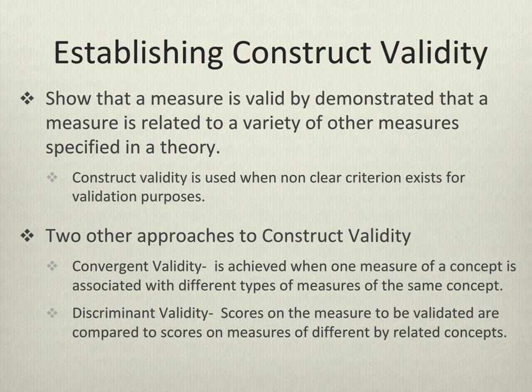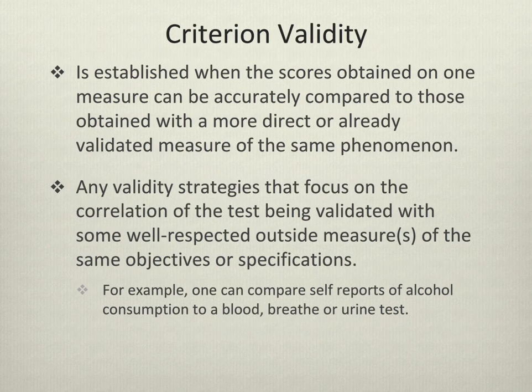In the case of discriminant validity, you would find something that is shown to be different from, or the opposite of what your concept measures, and you similarly test it to show that your construct is valid. Criterion validity is established when the scores obtained on one measure can be validated by looking at scores of the same measure with a different measurement tool. For example, if you wanted to create your own self-esteem scale, you could compare the results to the already validated Rosenberg self-esteem scale.